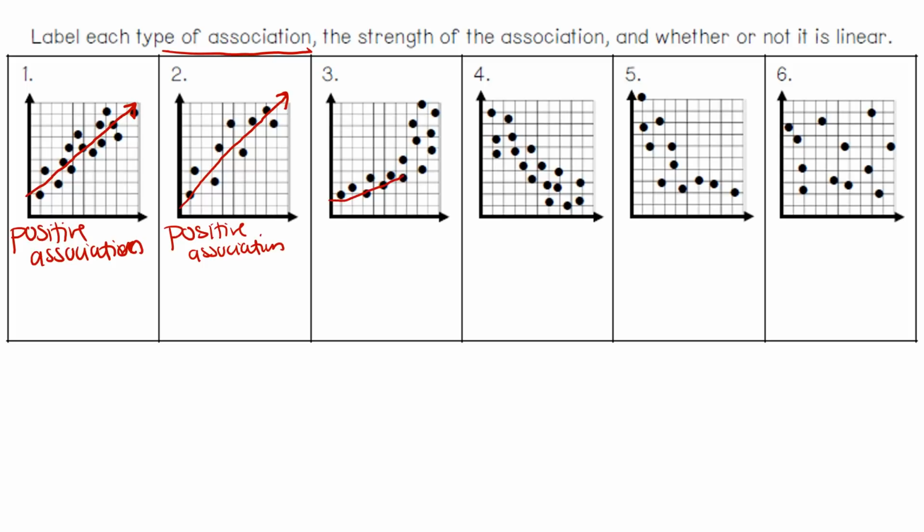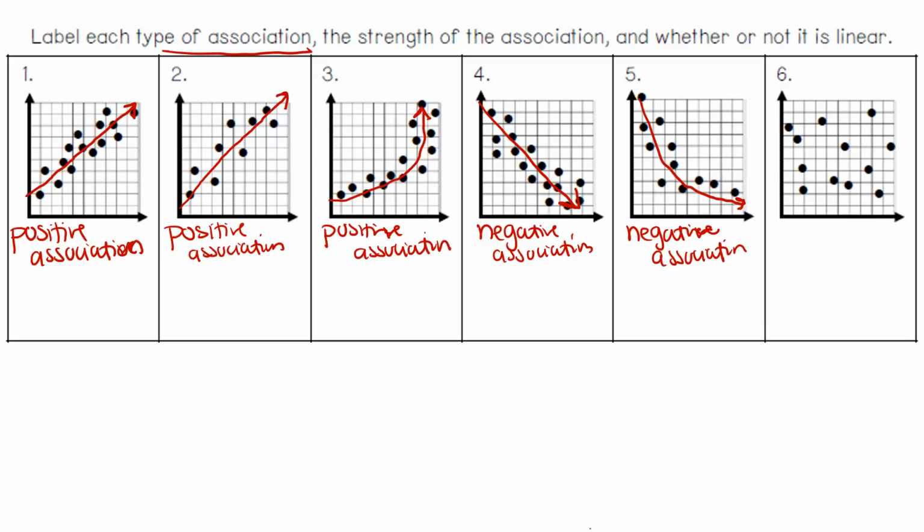Number 3, the points start at the bottom and go towards the top, which is a positive association. Number 4, the points start at the top of the graph and then move towards the bottom. That is representative of a negative association. Number 5, again, that first point is up at the top, the last point is near the bottom, so that one is also a negative association. And then the last graph, I can't draw a line through those points because those points are random, so that would be no association.